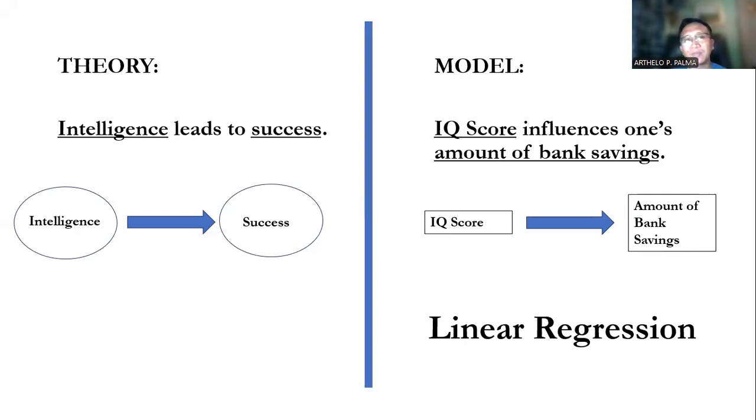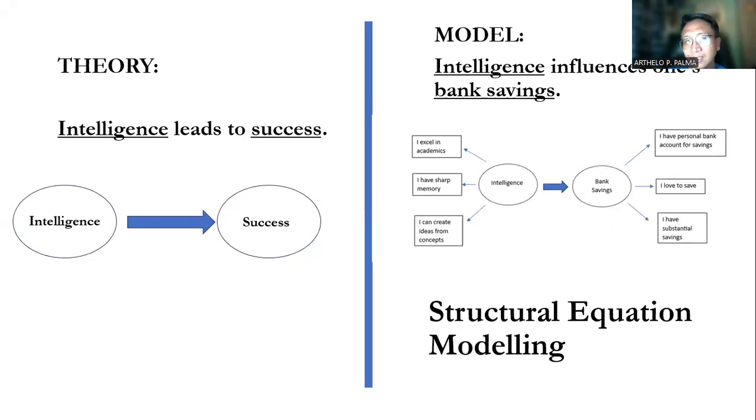You cannot just create a model without the theoretical basis. That's the point. So look at the figure. IQ score is in the box and amount of bank savings is in the box because these are actually variables that can directly be measured. Okay, but in the case of latent construct here, in this case, the intelligence is not in a box because these are still constructs.